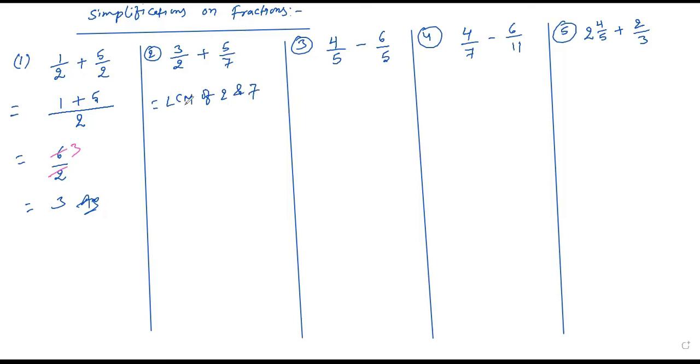So what is the meaning of LCM? The full form of LCM is Lowest Common Multiple. By taking the LCM, we can get the common value of 2 and 7. So the LCM of 2 and 7 will be what? 14. So 14 is the common denominator for 2 and 7.